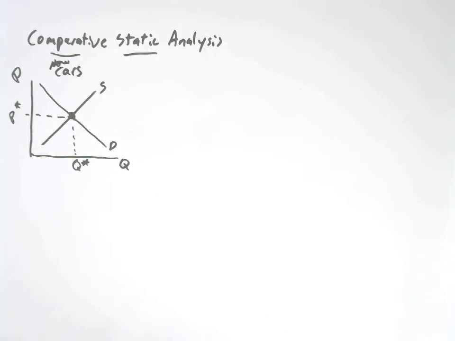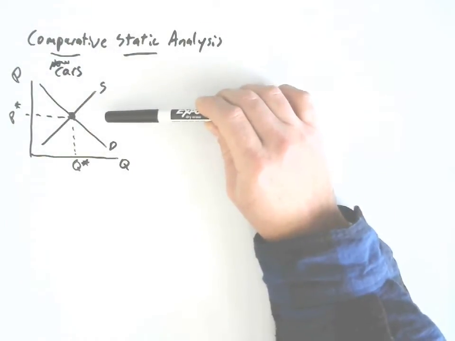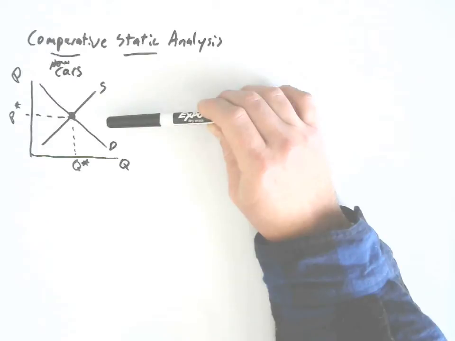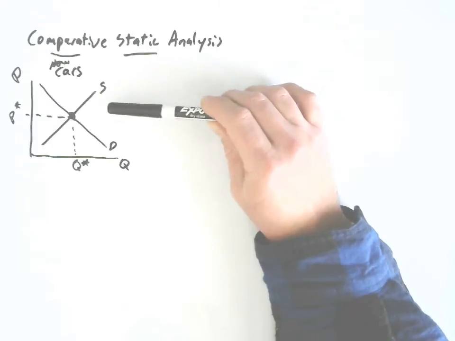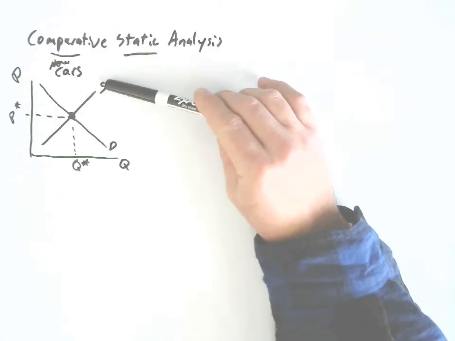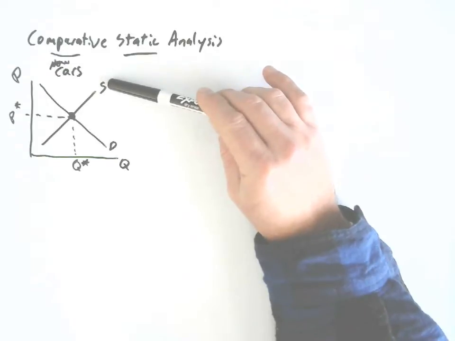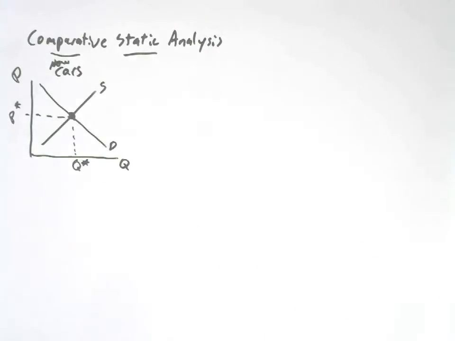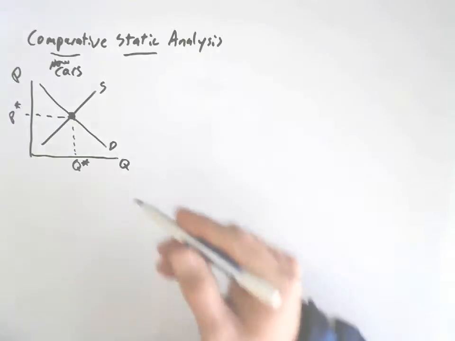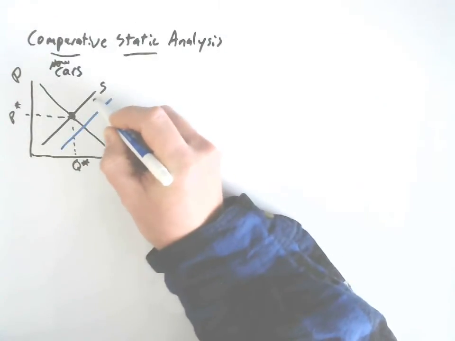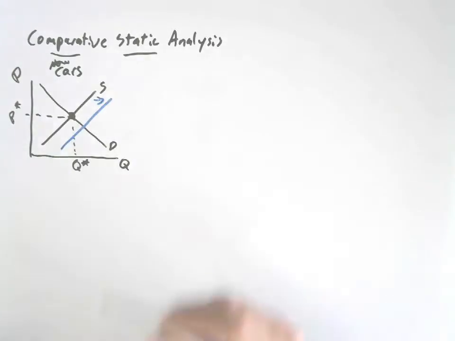Now assume that the price of steel in this market falls. Okay, so the price of steel falls. We would assume steel is an input into the car industry. And as we know, one of the supply curve shifters is a fall in the price of inputs. So we also know that a fall in the price of an input will increase the supply of that product. It will shift the supply curve rightward to a new supply curve, say S prime.